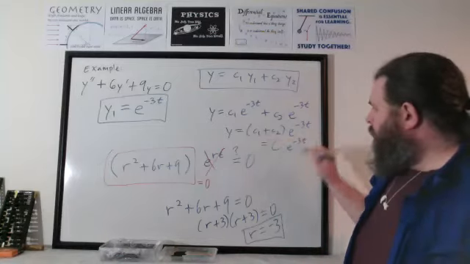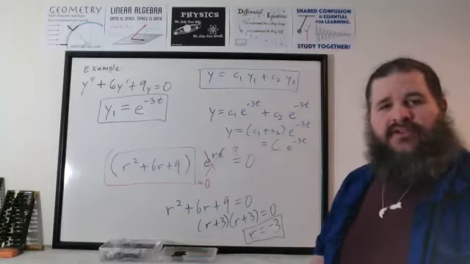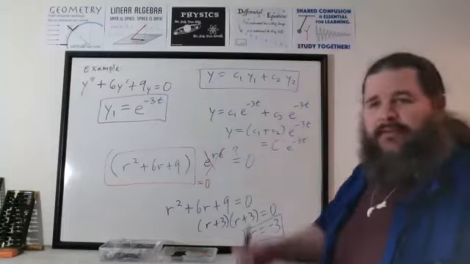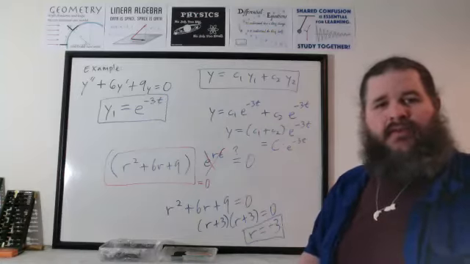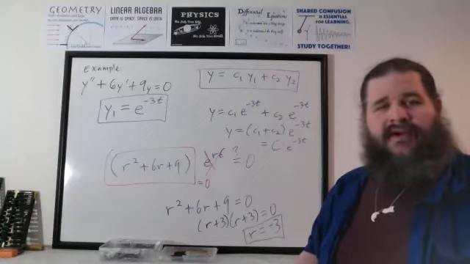For second order, you're going to have two pieces of information for the initial conditions. So you need two free variables in order to make that work out as a system of equations. It's not going to do it with just one free variable.